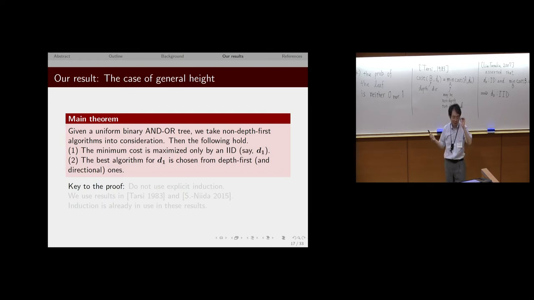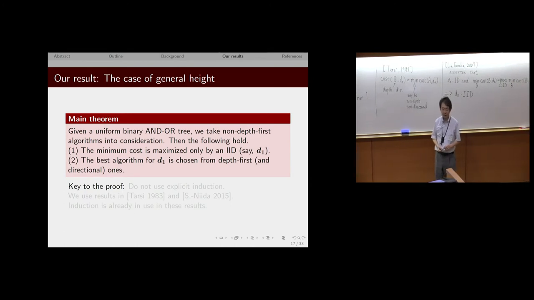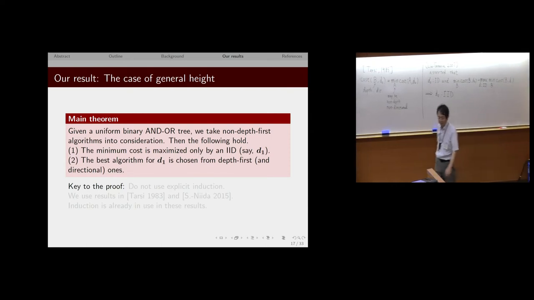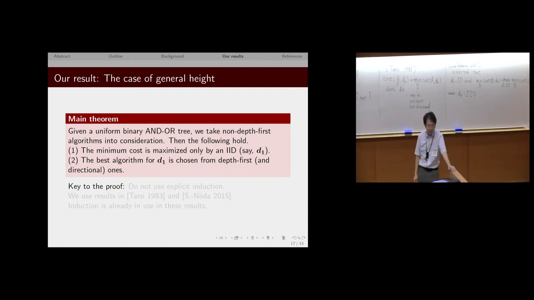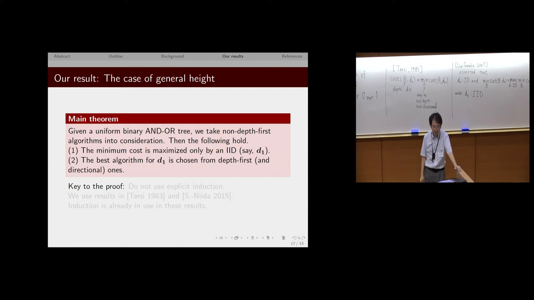And our main theorem is this. Given a uniform binary AND-OR tree of arbitrary height, we take non-depth-first algorithms into consideration. Then the following hold. Number one, the minimum cost is maximized only by an IID, say it is D1. Number two, the best algorithm for D1 is chosen from depth-first and directional ones.